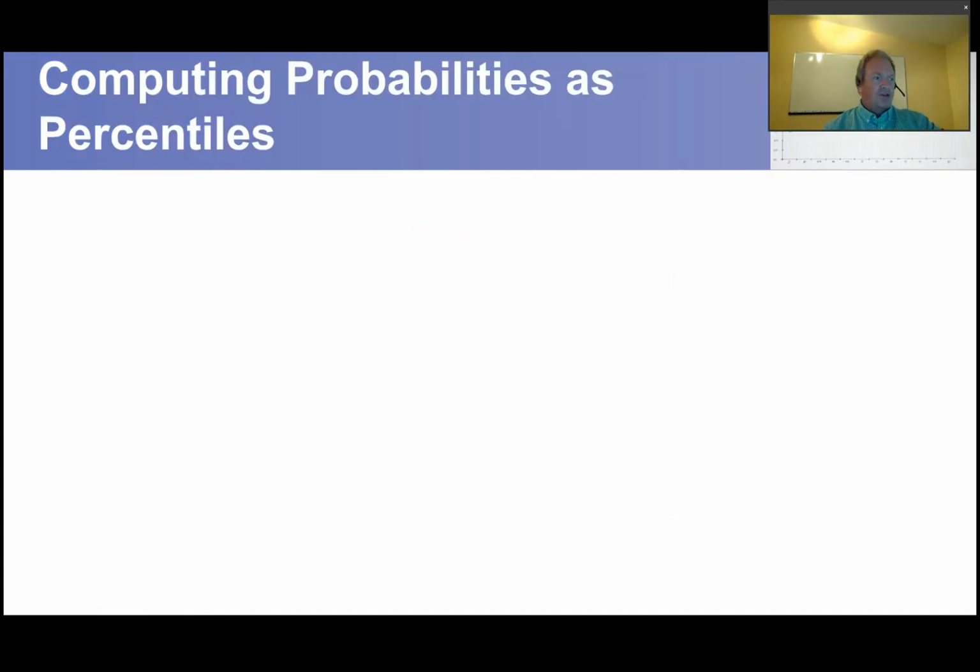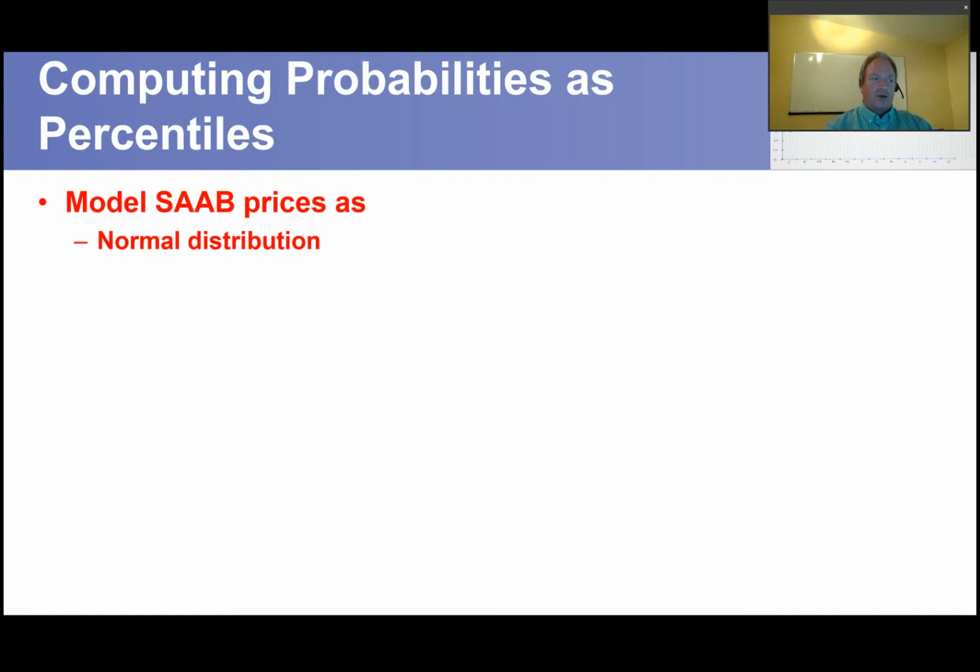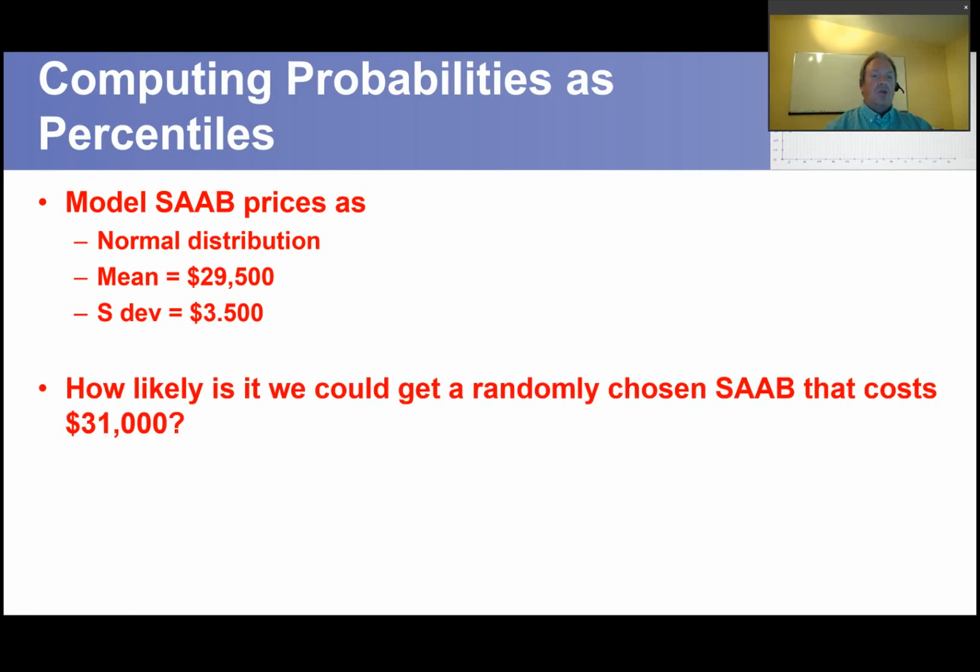Okay, so let's go ahead and compute probabilities as percentiles. We're going to model the population SOB prices now as having a normal distribution, and this is the mean, and this is the standard deviation. And what I want to do is ask the question, how likely is it I could get a randomly chosen SOB that costs $31,000?